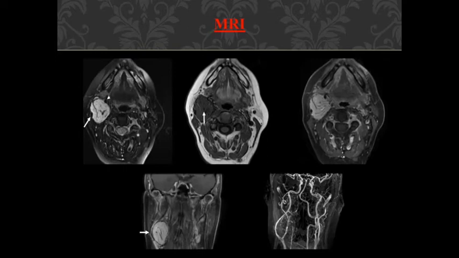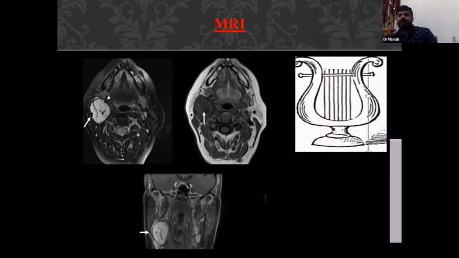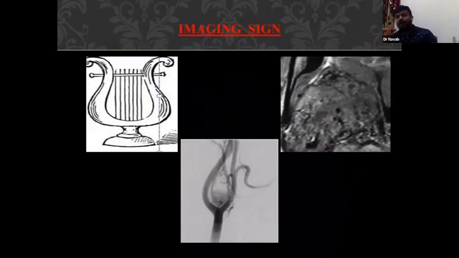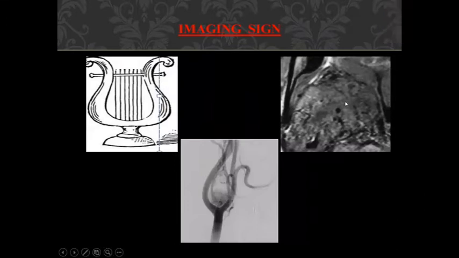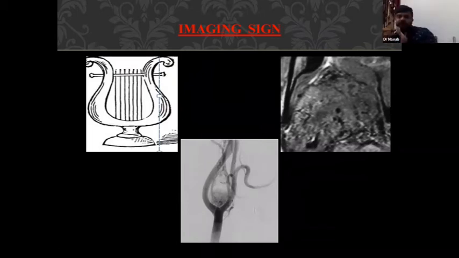What is that sign called? ICA and ECA, called Lyre sign. Okay, what are the signs explained in the paraganglioma other than this Lyre sign? I do not mean carotid body tumor. What is this sign? You can see it on the T1 weighted image, right? Yes, sir. So this is the splaying of vessels. That is okay on the right side.